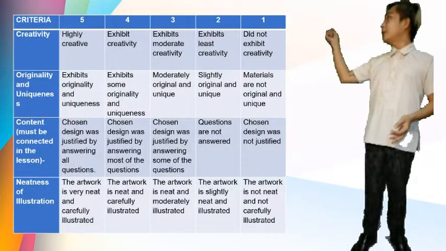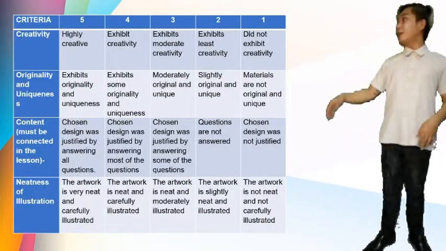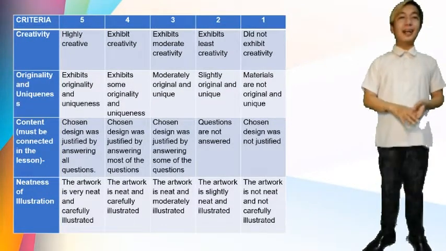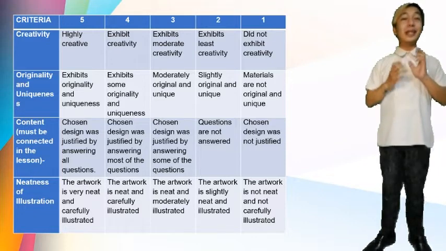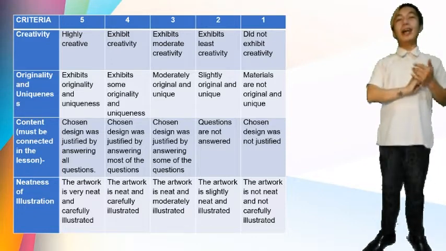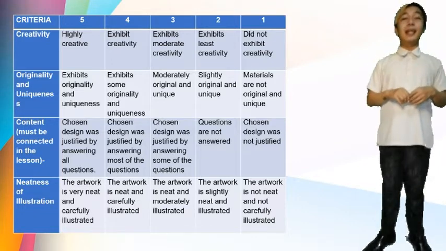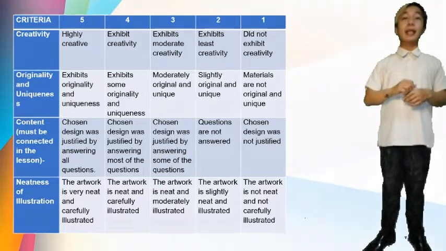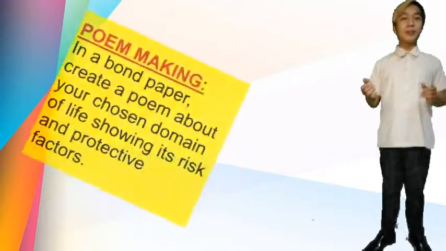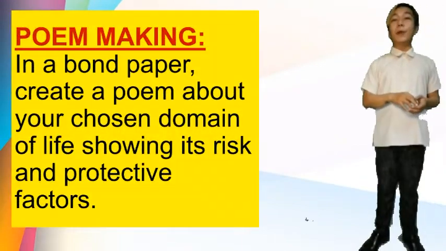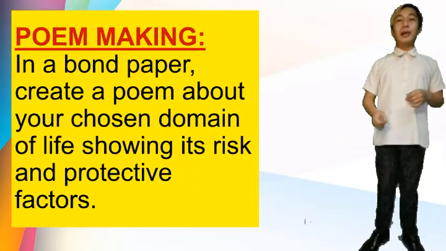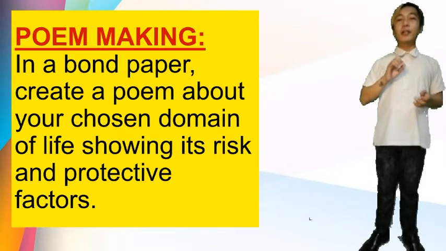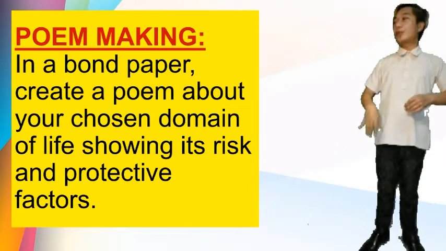And then for the rubrics of this activity, the criteria are, number one, creativity. Number two, originality. And then we have the content, and of course, the neatness of your illustration. The next one is poem making. If you are fond of writing poems, you can do this.